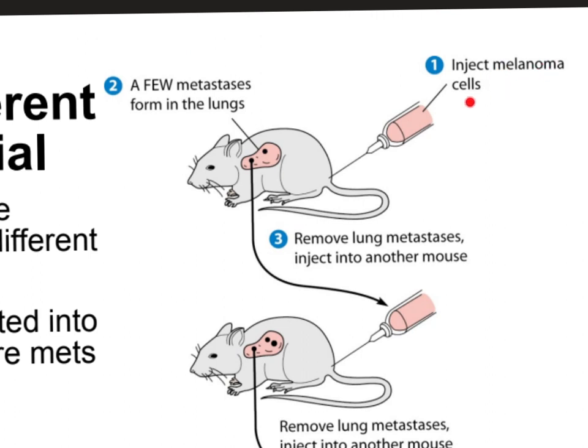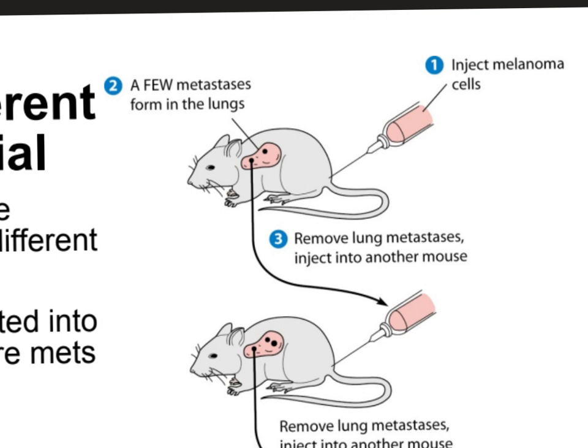These melanoma cells were collected from a source, put into suspension, and then injected into the tail vein here. What we see is that those cells will travel through the bloodstream and settle somewhere within the mouse's body. And if they have the ability, then they will form metastasis. In this first mouse, we see that there were 2 mets formed in the lung.